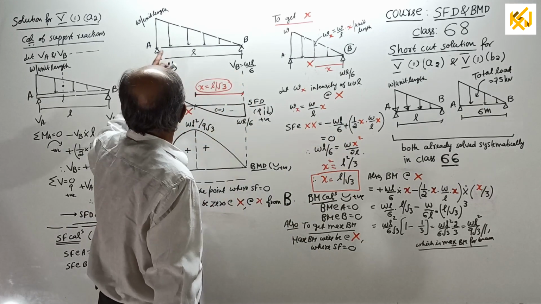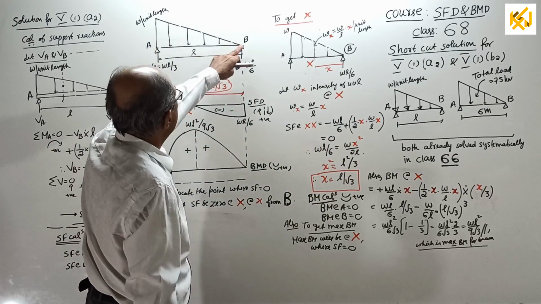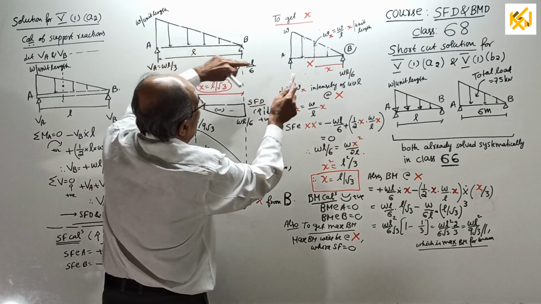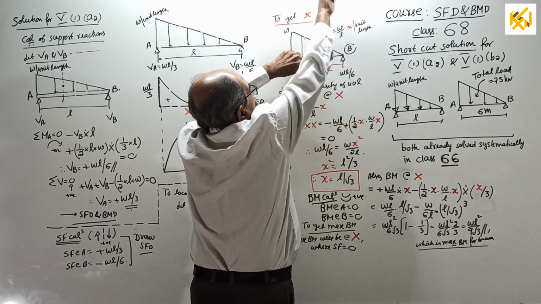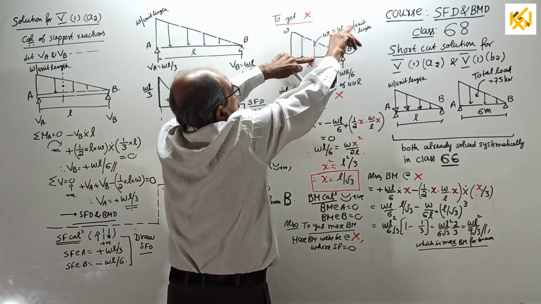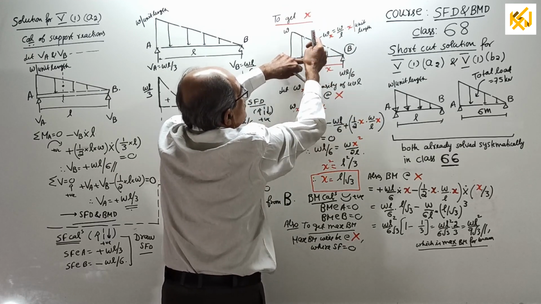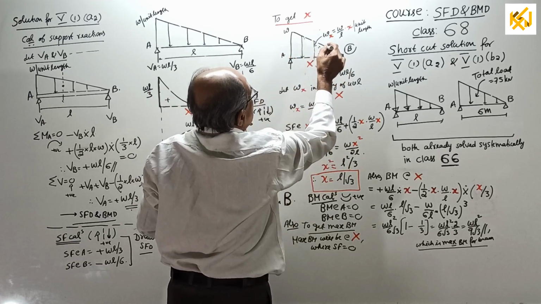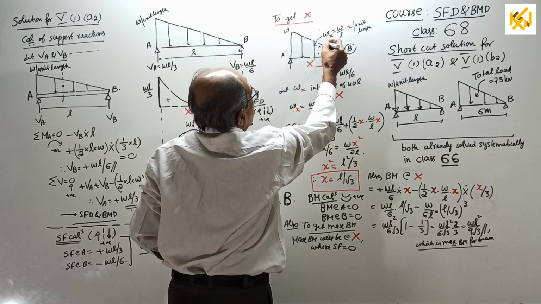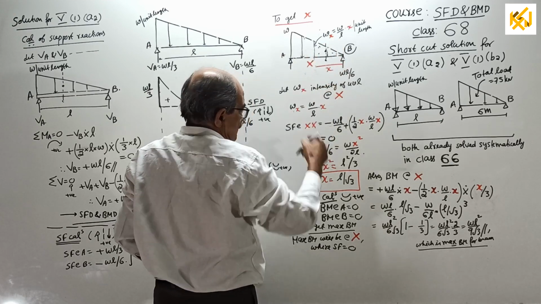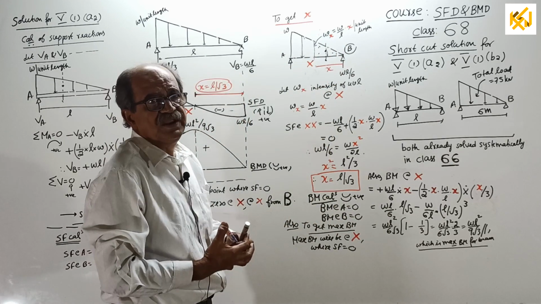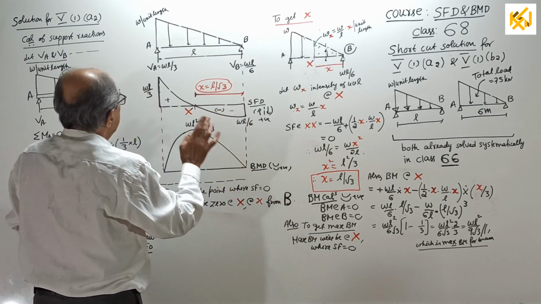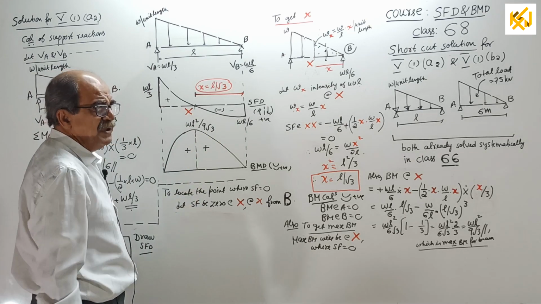Next, BM calculation. BM at A is 0, BM at B is 0. Also find BM at this point. See, at this point find BM. WL by 6 into X minus half into X into WX by L, which is the total load, into 1/3 of X. The load will be acting somewhere here. Substitute X equal to L by root 3, simplify, get the answer, and neatly draw SFD and BMD. This is all explained many times.